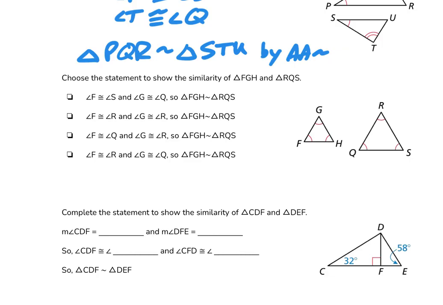But if I just went off of this right here, what's F going to match with? It's going to match with R, right? Don't look at the pictures, look at the statement. F and R are the 2 that are going to match up. So we want F and R, and we want G and Q to match up. So that would be this one right here.